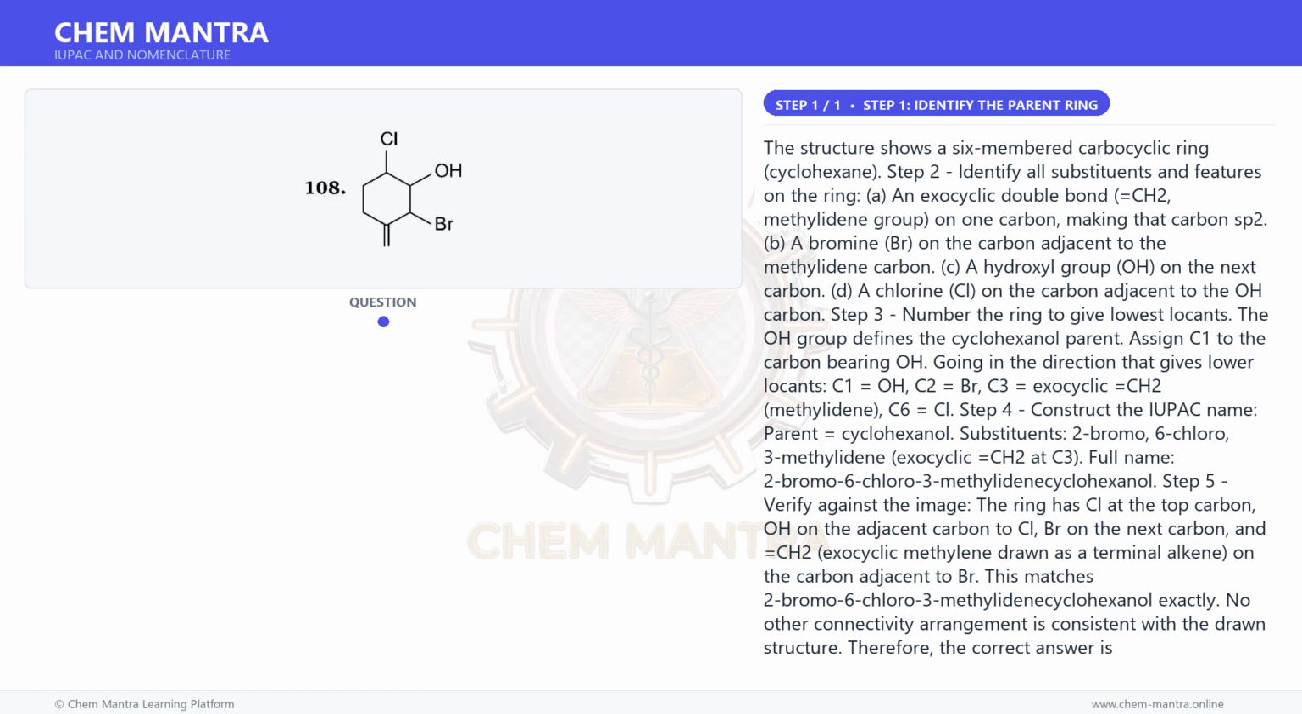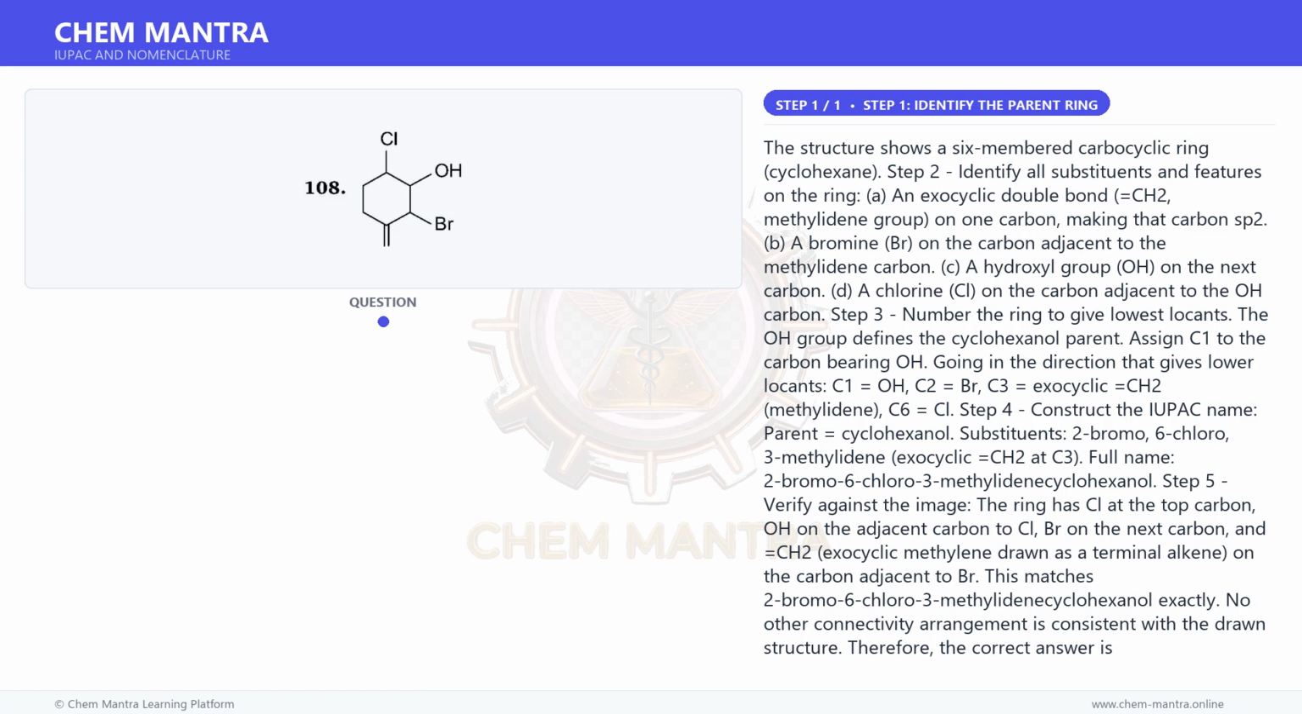A. An exocyclic double bond, =CH2, methylidene group, on one carbon, making that carbon sp2. B. A bromine, Br, on the carbon adjacent to the methylidene carbon. C. A hydroxyl group, OH, on the next carbon. D. A chlorine, Cl, on the carbon adjacent to the OH carbon.